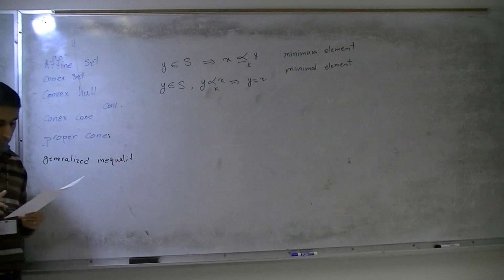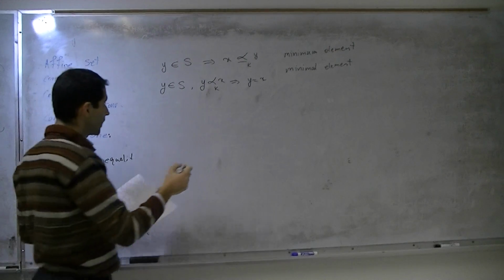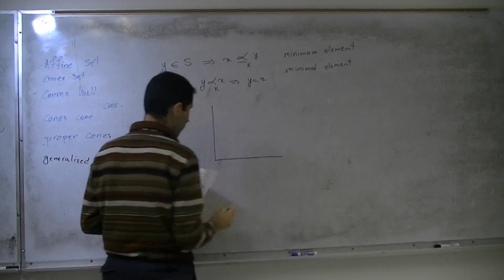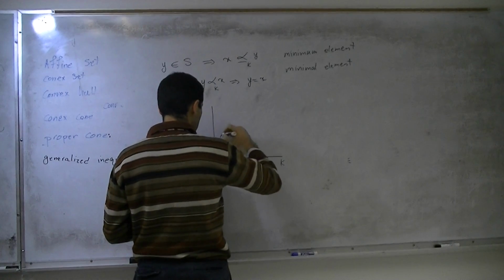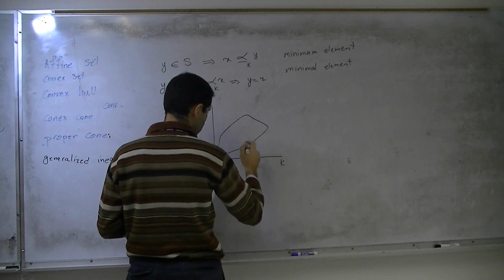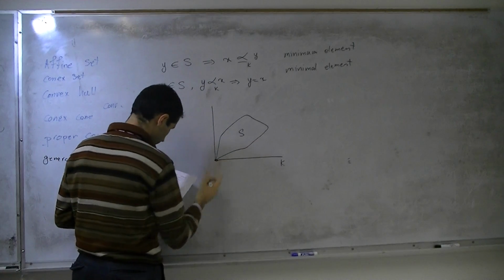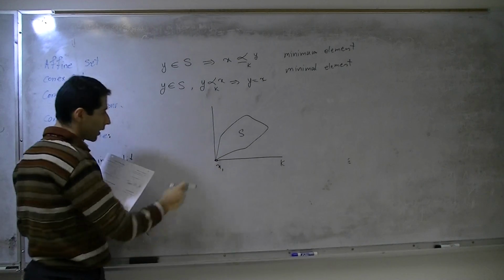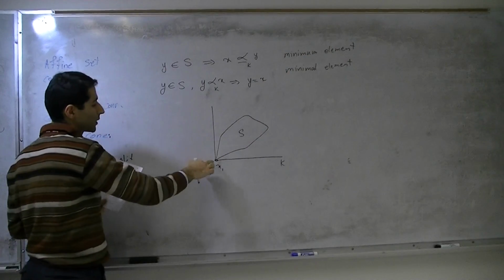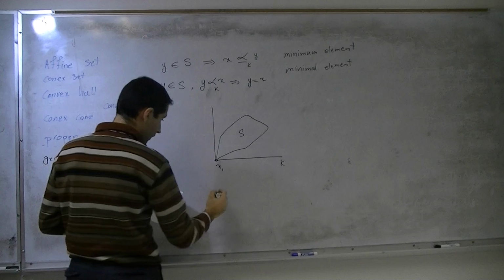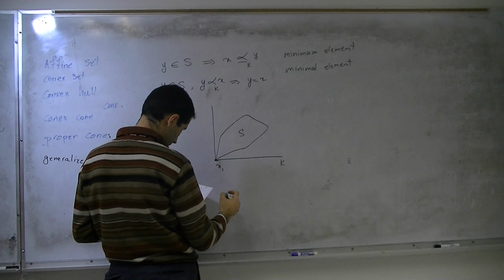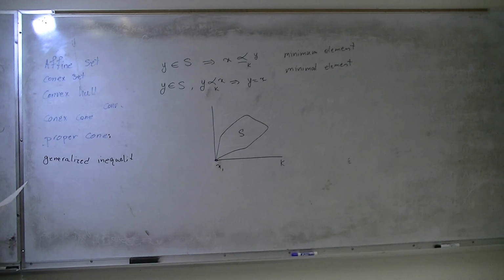If we want to have an example, let's again define this one as a proper cone K, and we have a set S. The point x1 is a minimum element because it's less than all of the points inside S, and any y less than x1 is equal to x1, and there is nothing that is not equal to x1. So x1 is a minimal element also.